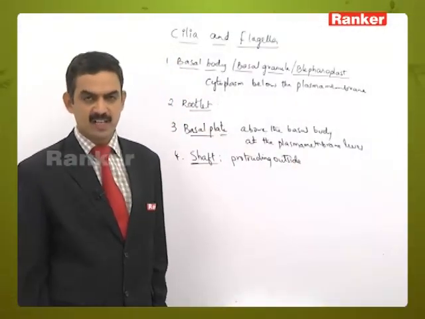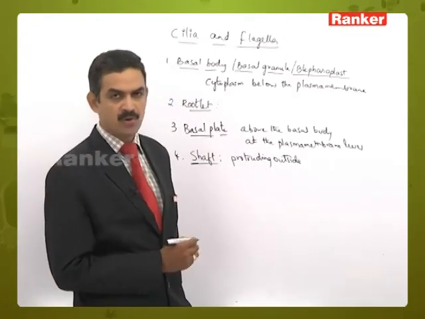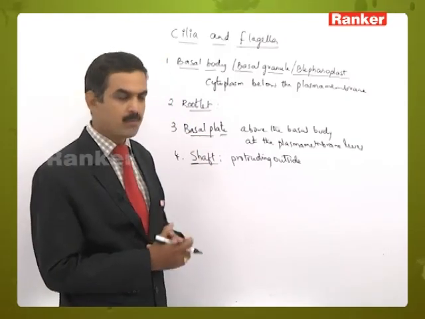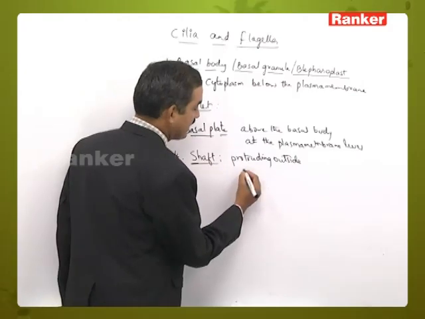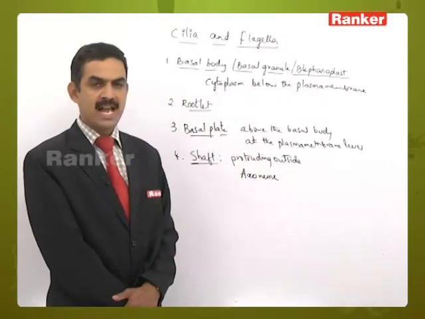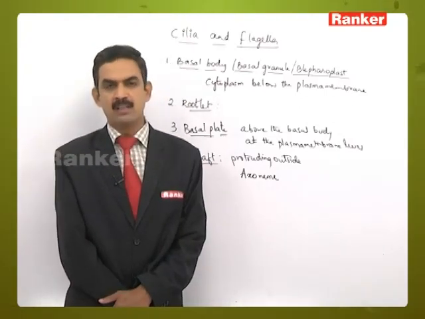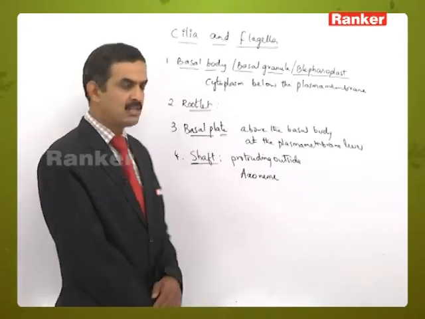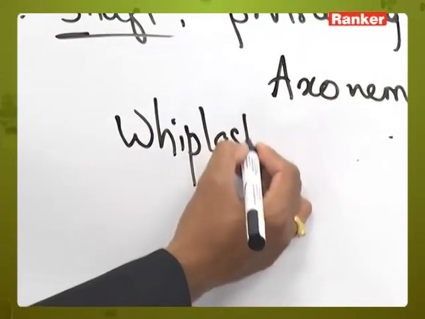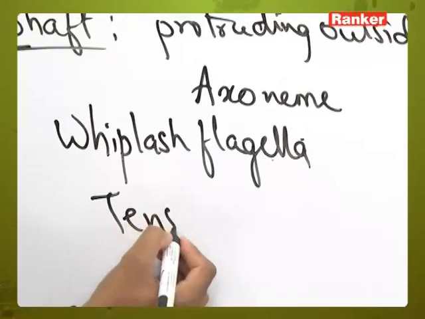which contains a fluidous structure inside, and here it contains filamentous structures made up of a protein called tubulin. Our entire cilia and flagella are made up of tubulin protein. Here the central part of the shaft is called the axoneme, and the shaft may be either smooth or it may contain some sort of hair-like structures. Based on that, we call the flagella whiplash flagella, and otherwise tensile flagella.